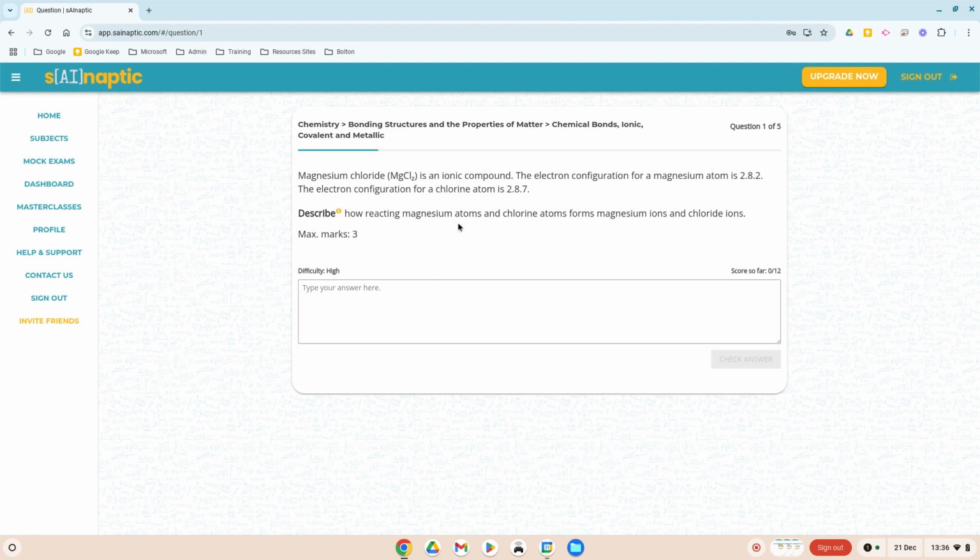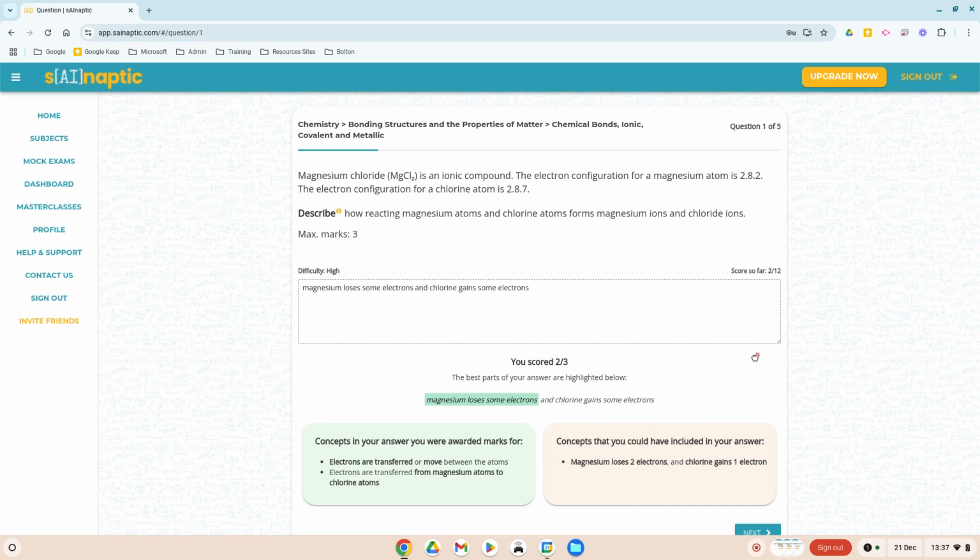So: how does reacting magnesium atoms and chlorine atoms form magnesium ions and chloride ions? So how are we getting these ions formed? Magnesium loses some electrons and chlorine gains some electrons. Now I purposely made it a little bit vague again. Let's just see what it says as an answer. So check the answer. I've got 2 out of 3.